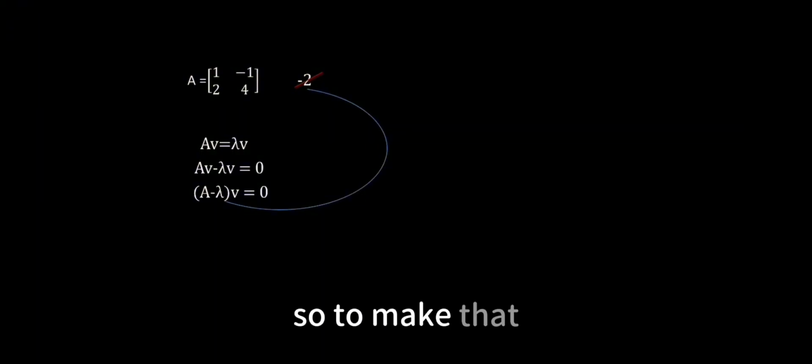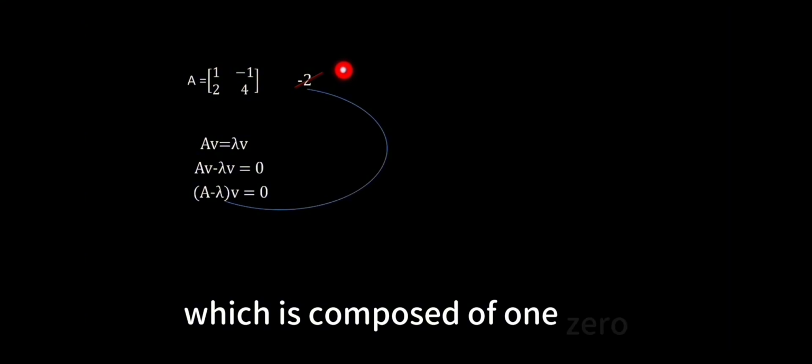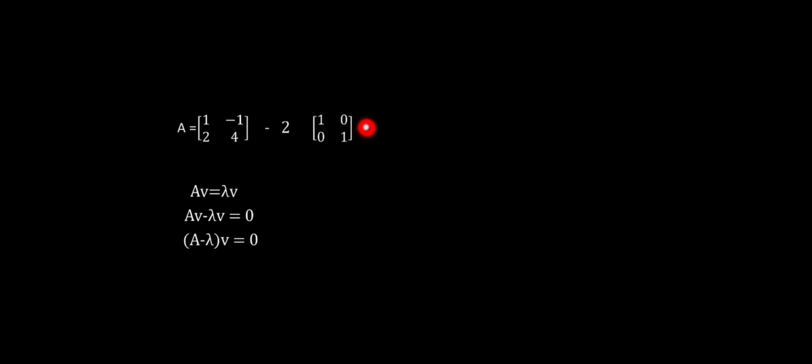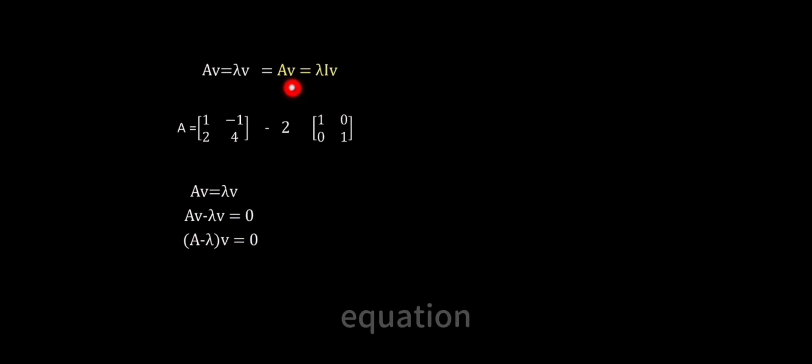To make that, we need to multiply this by an identity matrix, which is composed of 1, 0, 0, 1. Let me show you here. We need to multiply them so that they are in the same dimension. So our equation will become AV equals lambda IV.